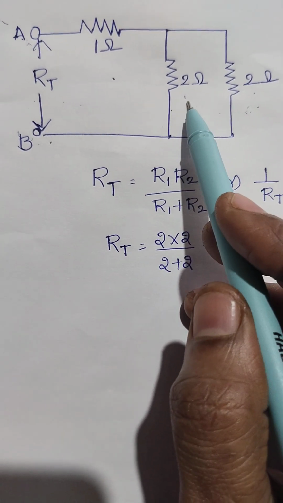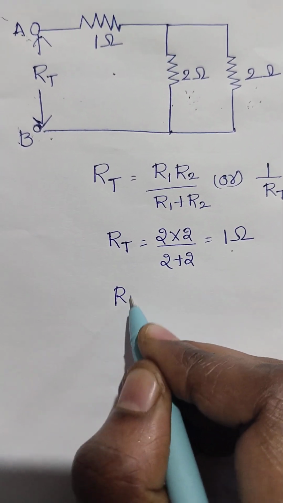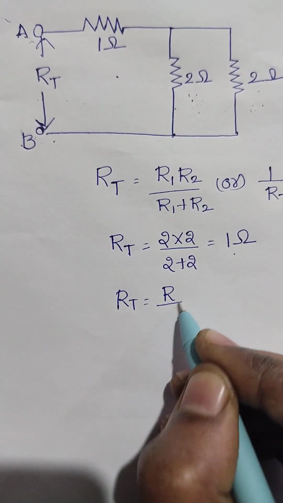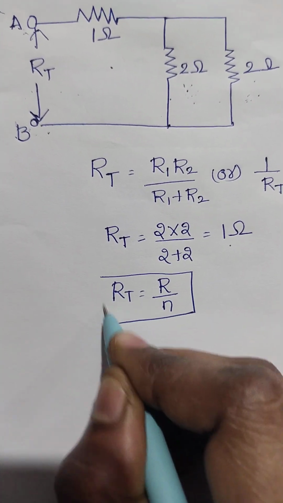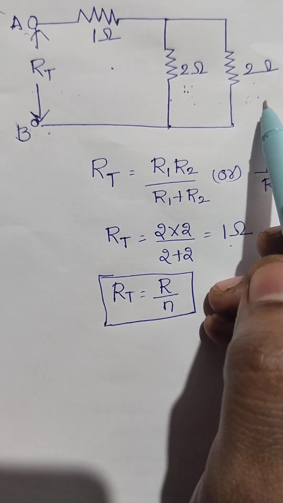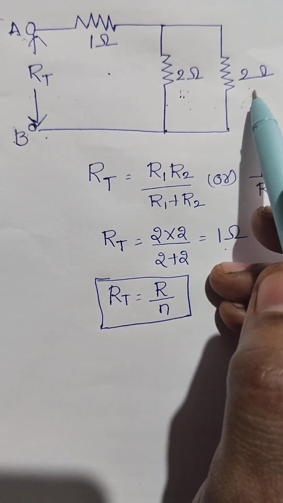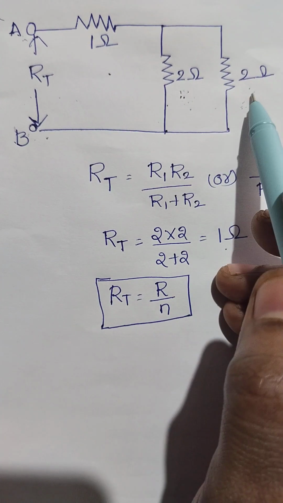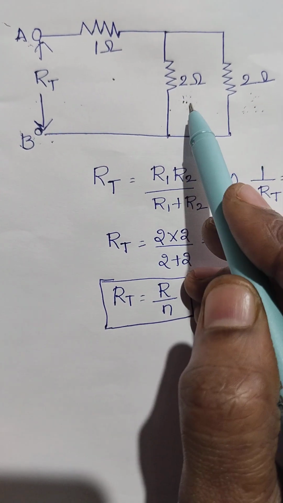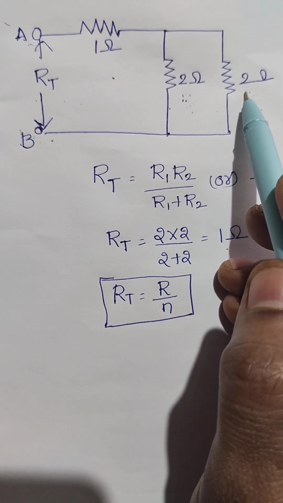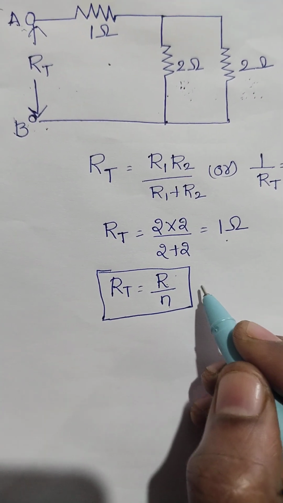We can also find R total for similar resistors by using R total equal to R by N. This is the formula for when similar resistors are connected in parallel. Here 2 ohms and 2 ohms are the same values. So for two parallel resistors having the same value, we can also apply the formula R by N.